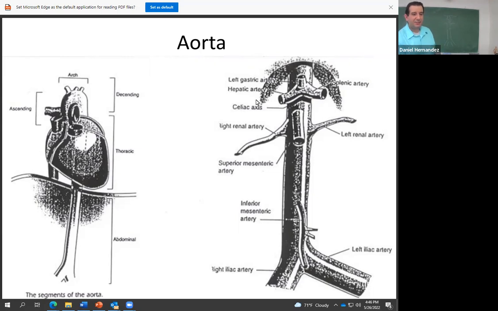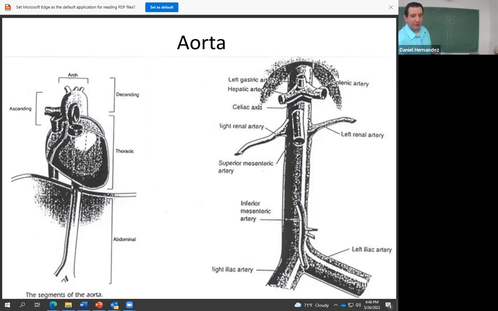So celiac axis or celiac artery, those two names can be used interchangeably. Some places you might see it described as celiac axis, some places you might hear them say celiac artery. Those are both the same thing. That refers to that short segment of the artery actually coming off the aorta, before it starts to branch and split into those 3 individual arteries that perfuse out to the spleen, to the liver, and then to the stomach.